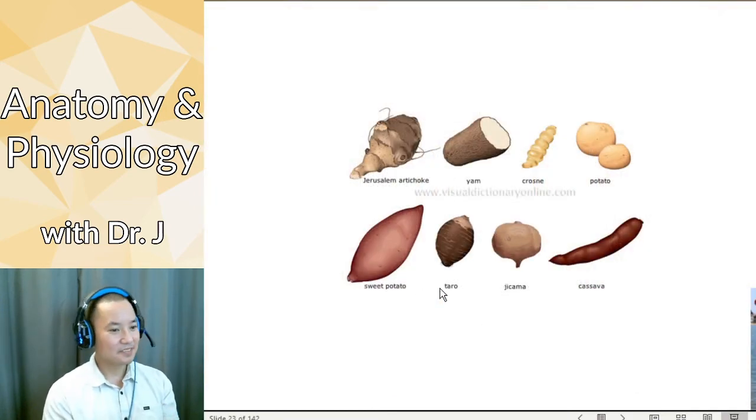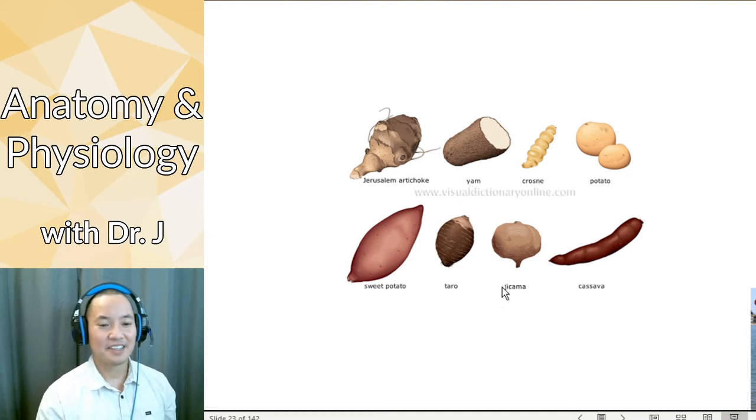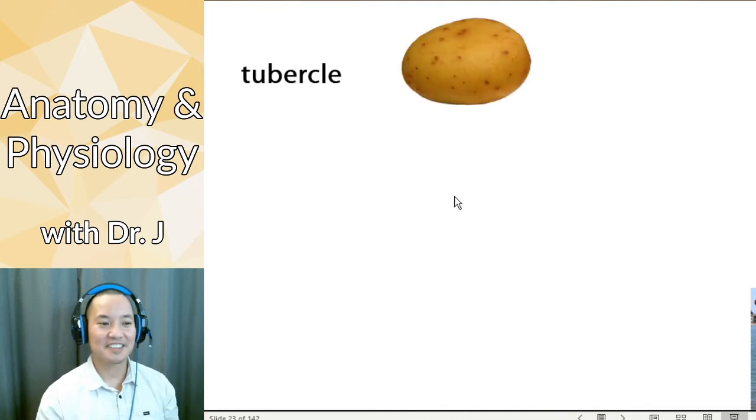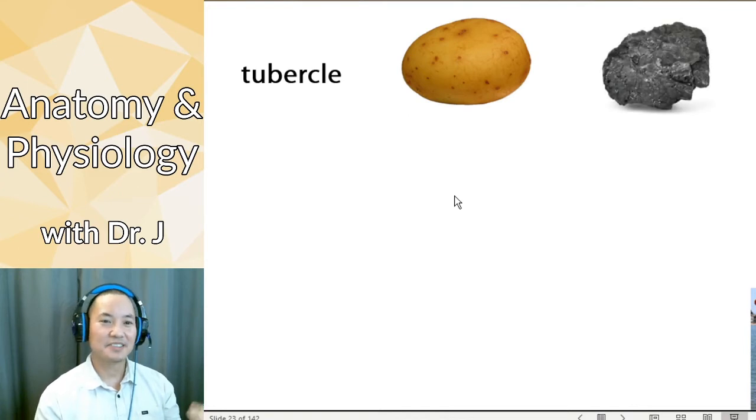Now, all of these together are tubers, things like potatoes, taro, or kalo, or yams, or sweet potatoes as well. So there are 3 types of projections, and if you haven't had anatomy, they're probably new words for you, but these are tubers. I like to think of this: a tubercle is a tuber that's the size of a coal. It's a very small lump. A tubercle is just a small bump on a bone. So think of it as just a small tuber on the bone.